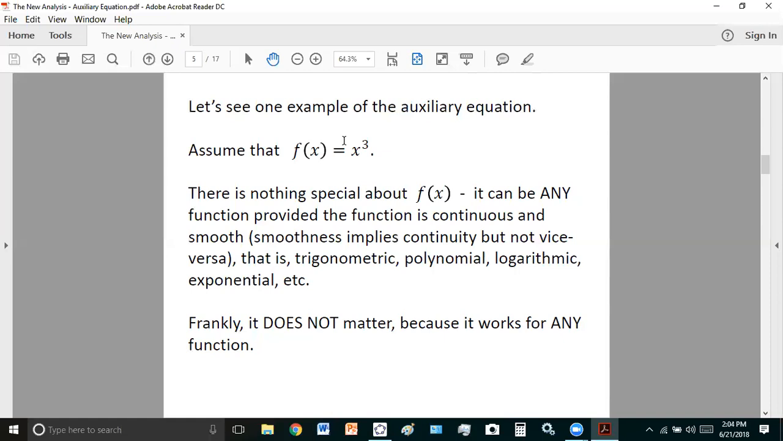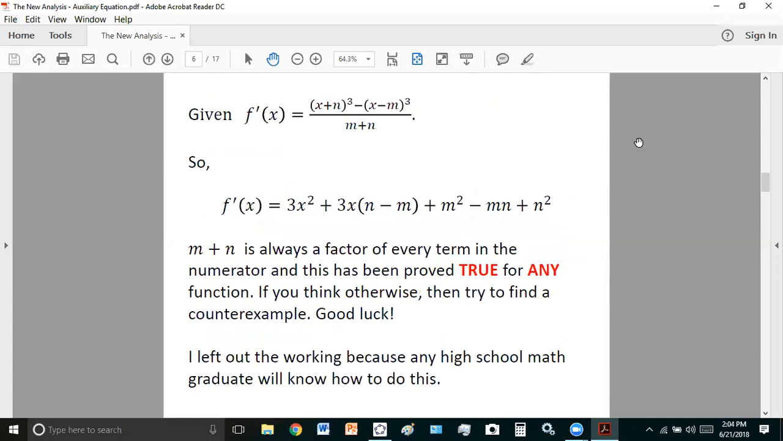So frankly, it does not matter because it works for any function, but I'm using the cubic because that's simple for you to understand. It'll work with sine x, cos x, logarithm of x, anything you like, okay? Now, so what we do is we start off with a definition and we expand that using the binomial theorem, do the simplification, and we end up with this.